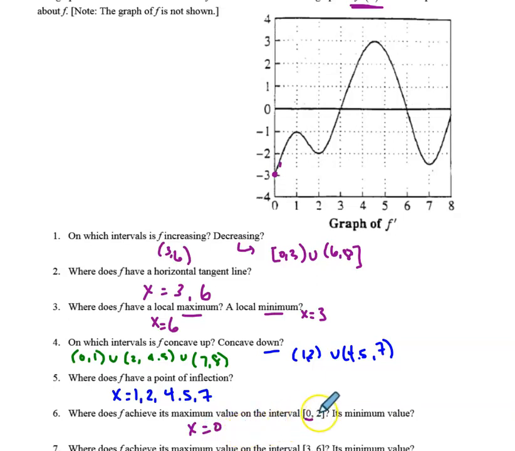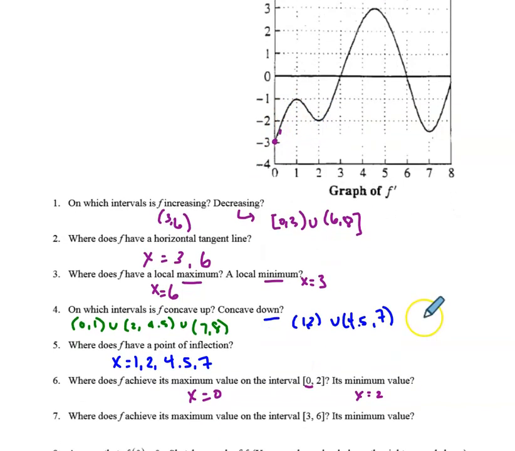On that same interval, where will the function reach its minimum value? Well, that will be at the right-hand side of the interval at x equals 2, because again, on 0 to 2, the function is always decreasing because the derivative is negative.